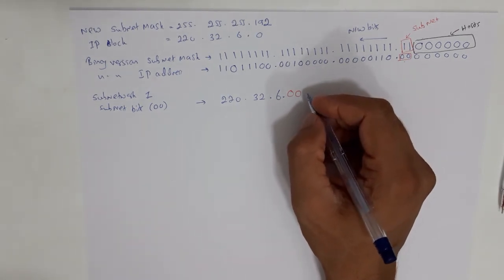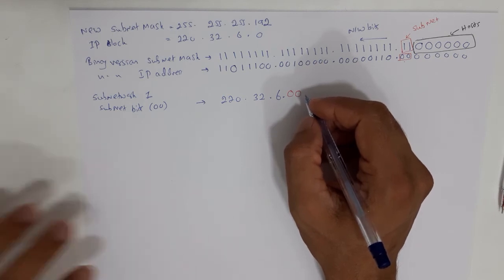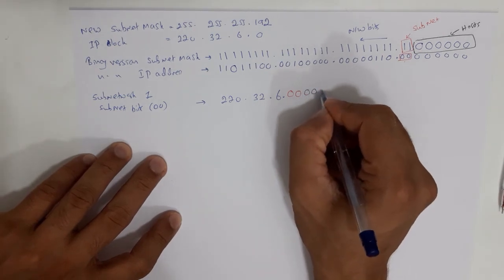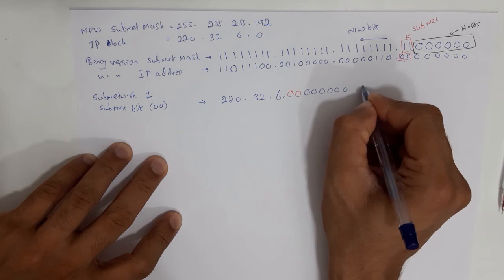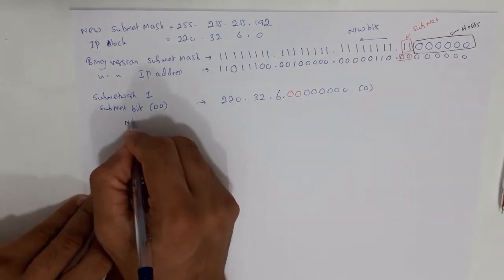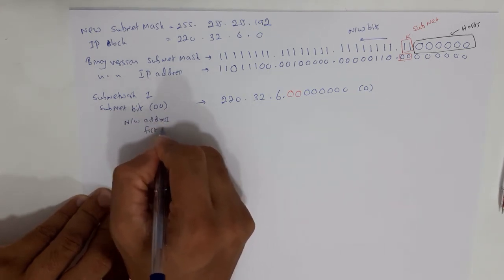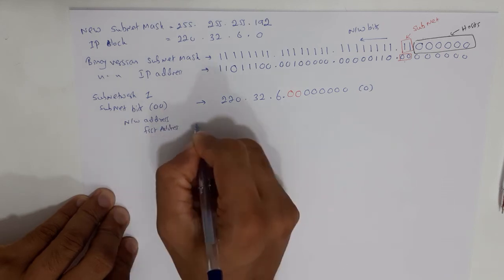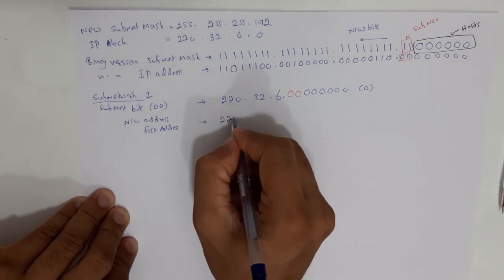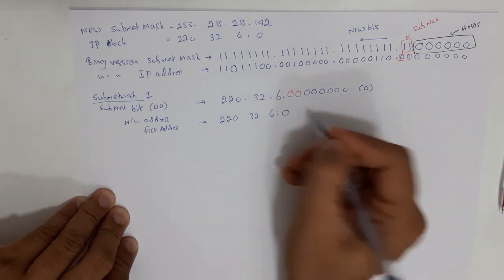We need to indicate the network IP address, first and last address of the subnet mask for each branch after subnetting. So then the first address of this one is 1, 2, 3, 4, 5, 6, that means this is 0. So that is the network address as well as the first address of the first subnetwork. In decimal complete it will be 220, 32, 6, 0.